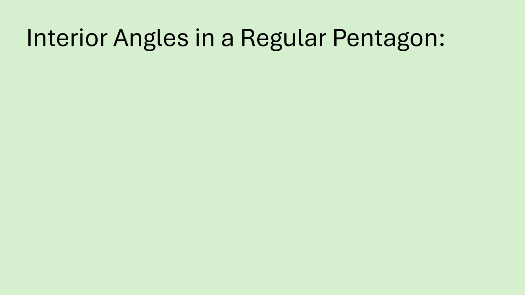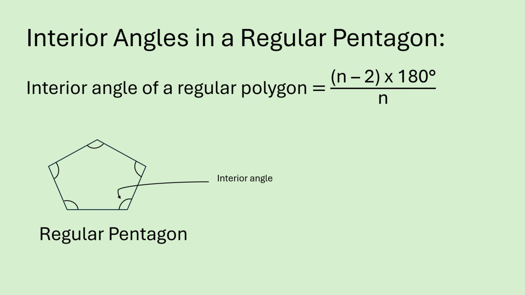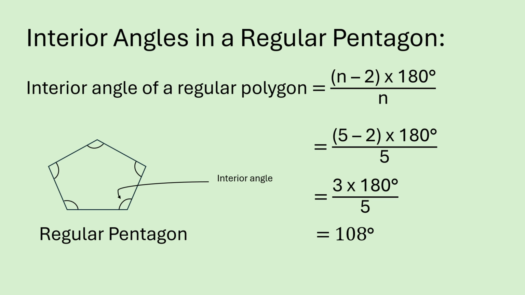Next, interior angles in a regular pentagon. As we know, this is the formula for the interior angle of a regular polygon. Here n is equal to 5. So 5 minus 2 multiplied by 180 degrees divided by 5. So the answer is 108 degrees.